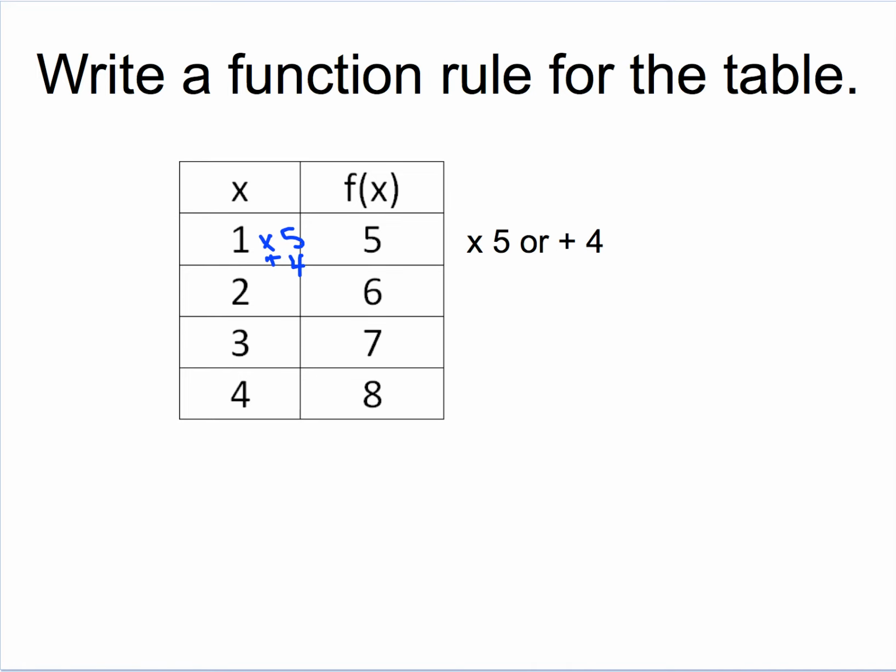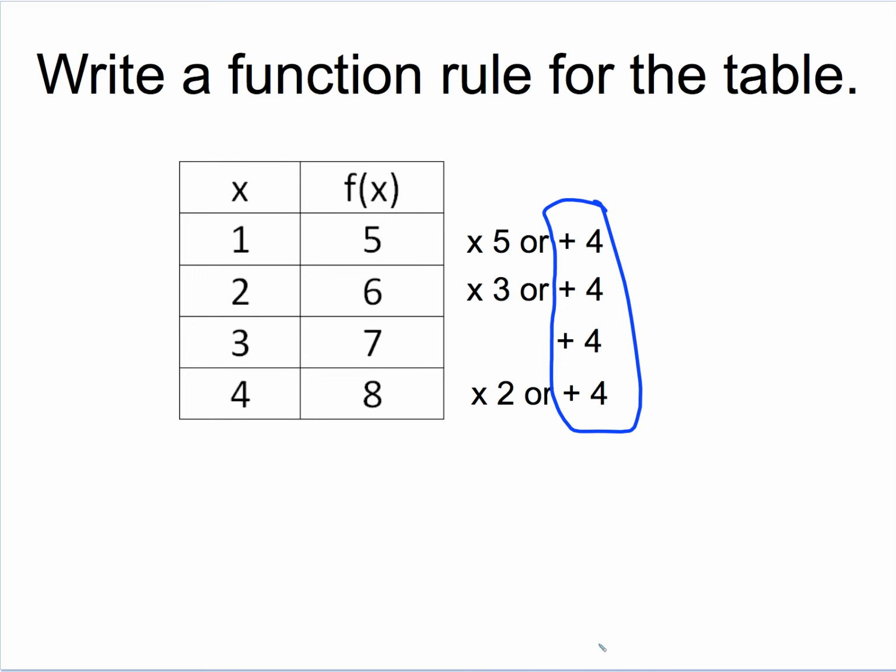Okay, how do we get from 2 to 6? We could multiply by 3, or we could add 4. 2 times 3 is 6. 2 plus 4 is 6. How do we get from 3 to 7? The only way to do that would be to add 4. And then from 4 to 8, we could either multiply by 2 or add 4. So we need this to be consistent in order to have our function rule. So obviously plus 4 is going to be part of our function rule.